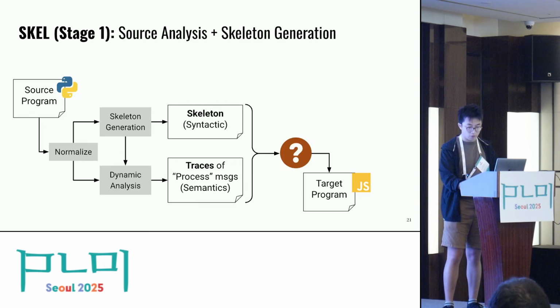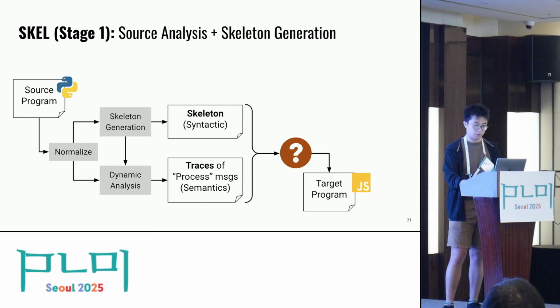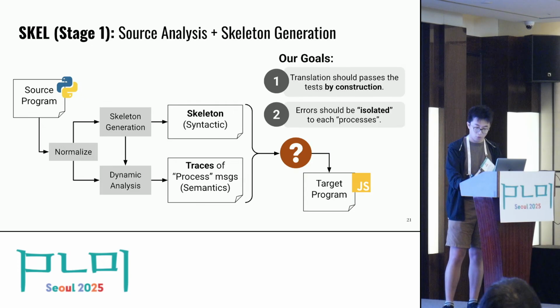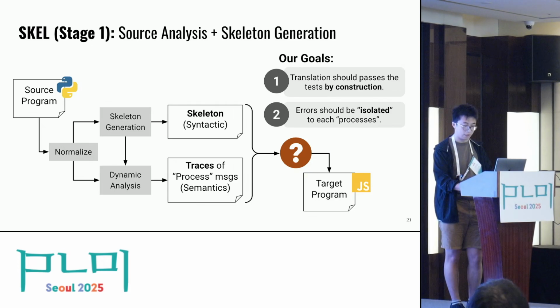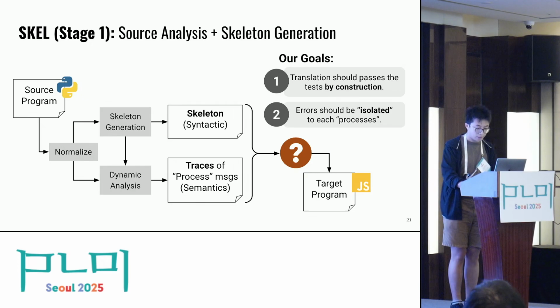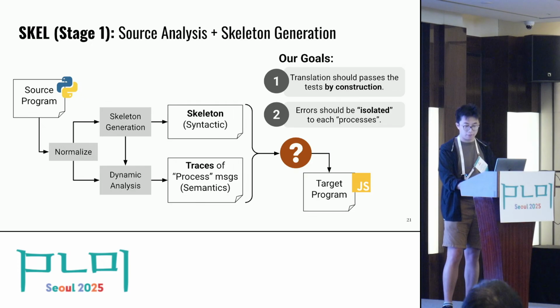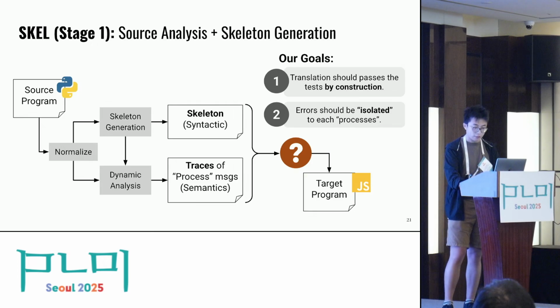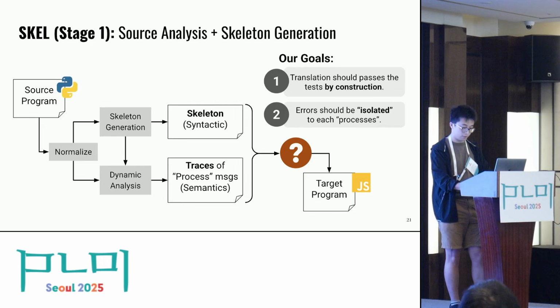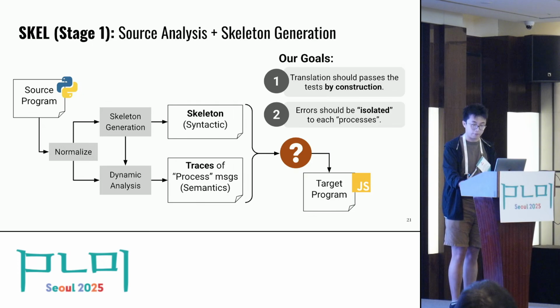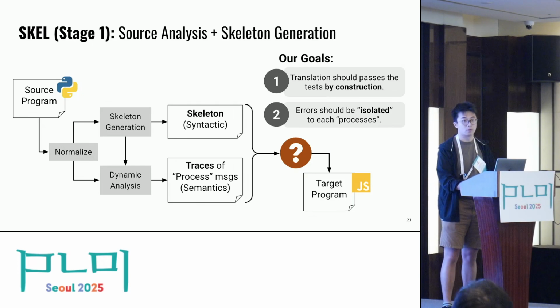So we have 2 goals in the second stage, basically the translation stage. First, we want the constructed target program to pass the test by construction in the ideal case. And secondly, if errors inevitably happen in the translated program, they should be isolated to an individual process. Like we should be able to know precisely which code fragment is the root cause of the error. Otherwise, if the error propagates, we will not be able to know where to fix.